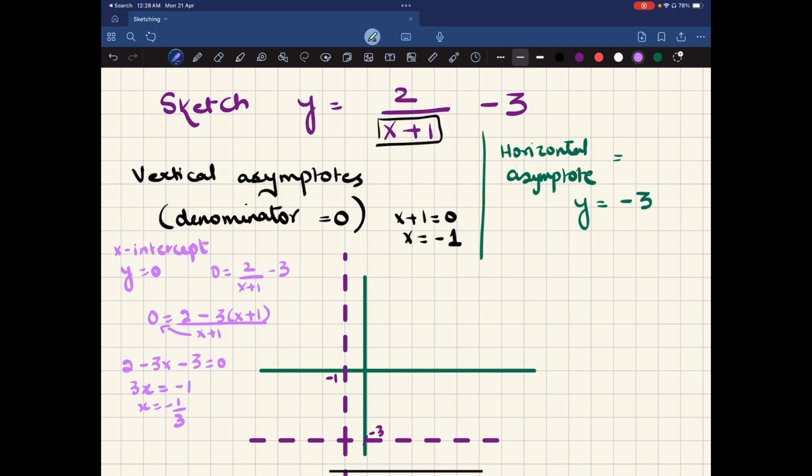Okay, so this point is going to be somewhere here. Okay, next we're going to find the y-intercept. To find the y-intercept, we're going to put x equals 0 in the function. So y is equal to 2 over 0 plus 1, minus 3. y is equal to 2 over 1 minus 3, y is equal to negative 1. Okay, so that is going to be here somewhere, negative 1. This is negative 1 over 3.